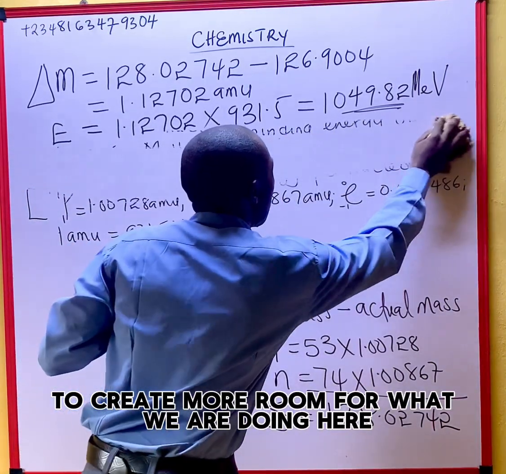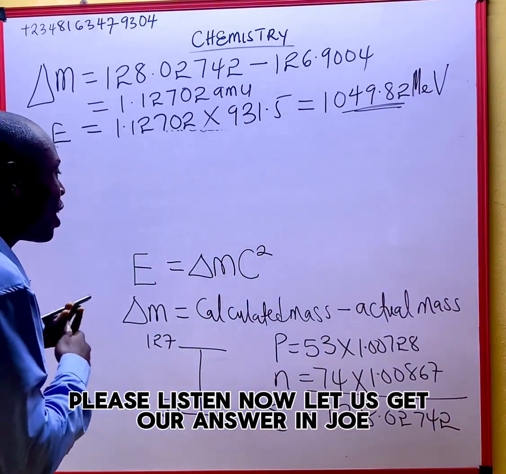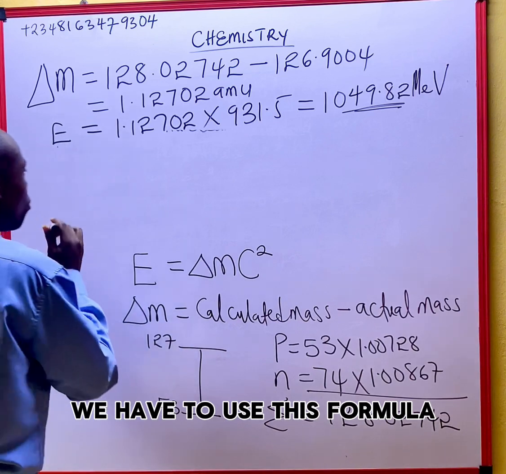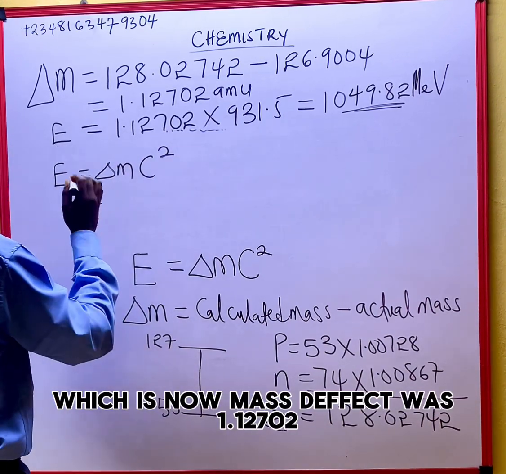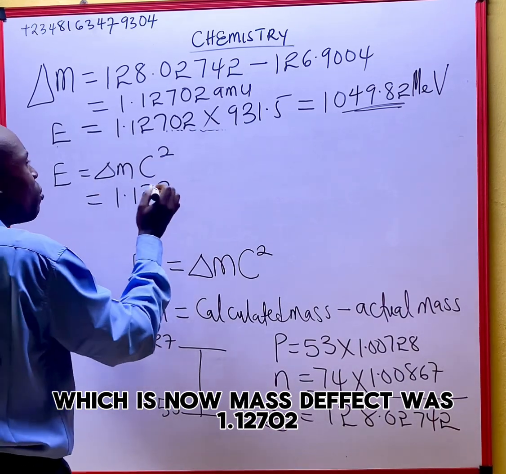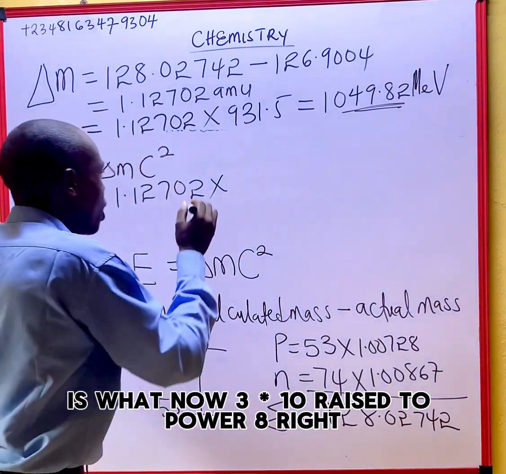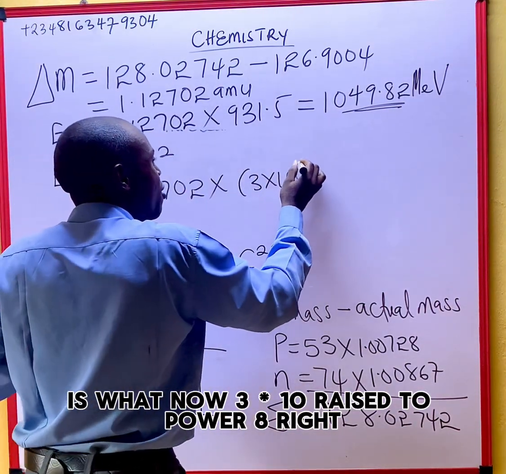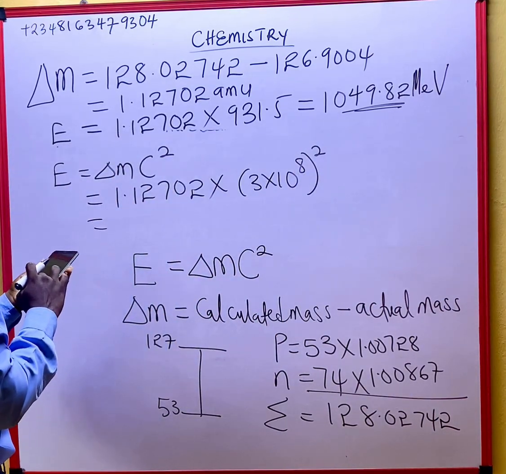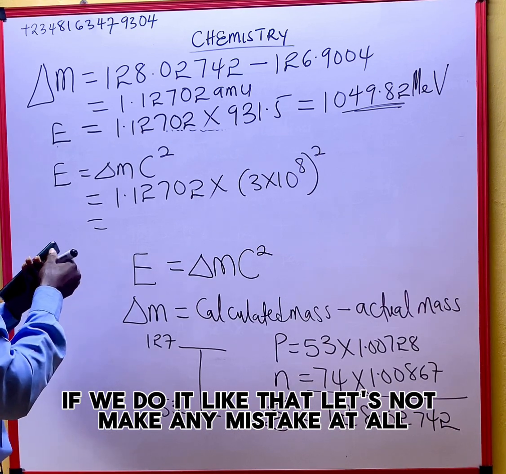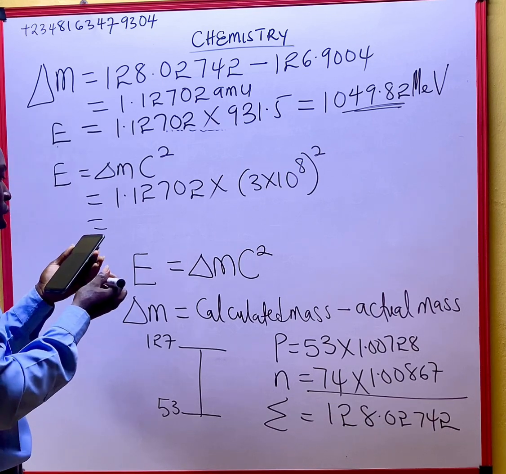Now, while we erase the board to create more room for what we are doing here, please listen. Now, let us get our answer in joule. In getting our answer in joule, we have to use this formula so that energy is equal to the mass defect, which was 1.12702, multiplied by the speed of light, which is always constant, 3 times 10 raised to power 8. You square it. You do it like that. Let's not make any mistake at all: 3 exponential 8, all squared.